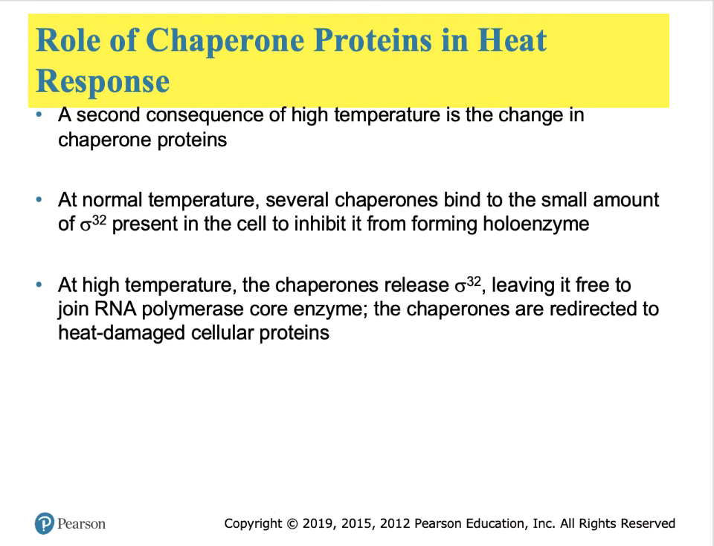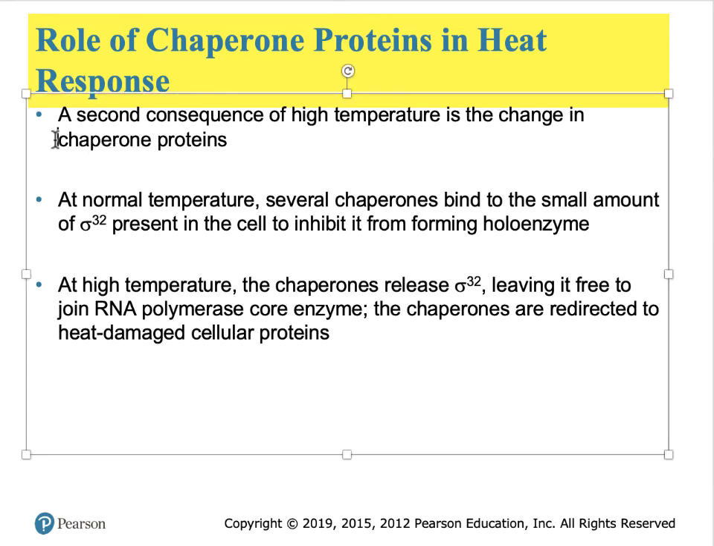There appears to be an extra layer on top of this regulatory system that makes logical sense also. So scientists have discovered that there are some chaperone proteins that are present inside the cell, and their activity is controlled by the temperature also. So at normal temperature, these chaperones bind to any small amounts of sigma 32, the heat shock sigma, and prevent it from binding to the RNA polymerase. So they block its active site for RNA polymerase.